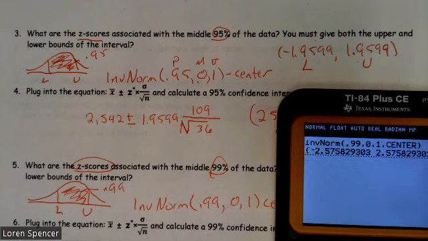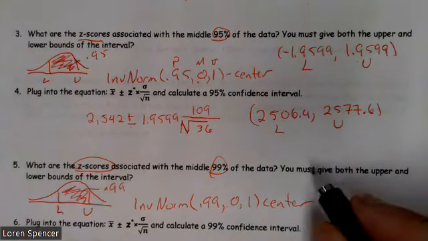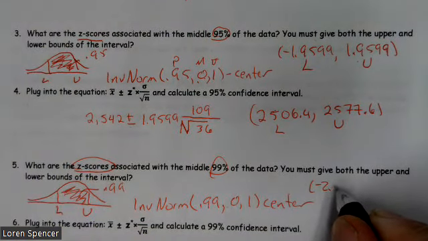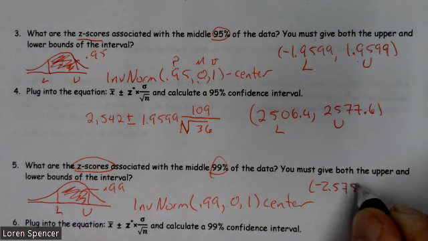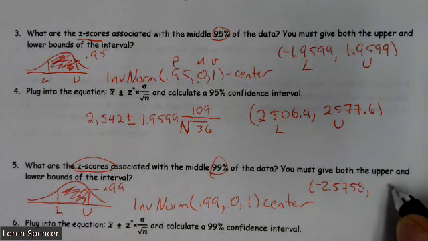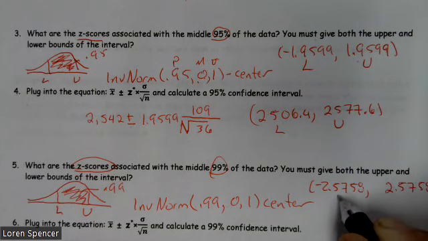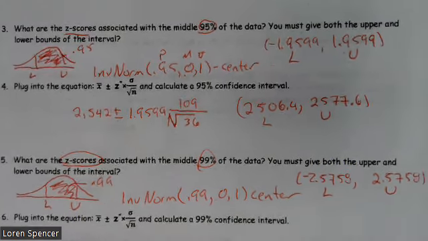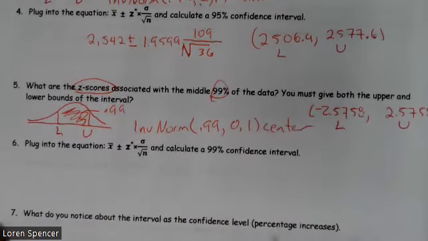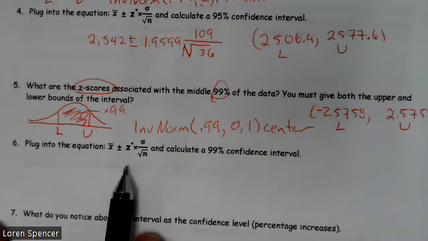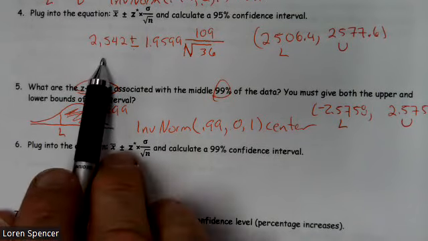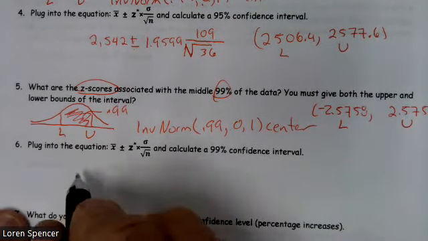Second vars, inverse norm, change my area to 0.99, 0, 1, make sure we're centered. And we get negative 2.5758 and a positive 2.5758. Those are my lower and upper z-scores. And it says plug into the equation. We still have the same 2,542 for the x bar.